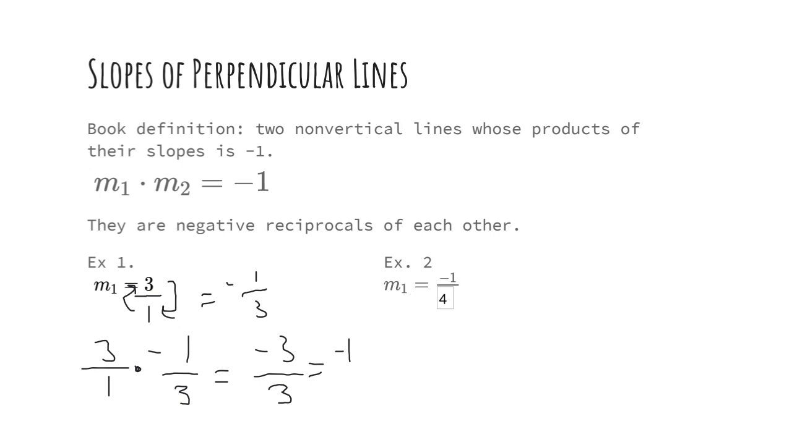Then example 2, if your slope is -1/4, the reciprocal of that would make it -4/1. And making it the negative reciprocal would turn this negative into a positive. So the perpendicular slope to -1/4 is just +4.